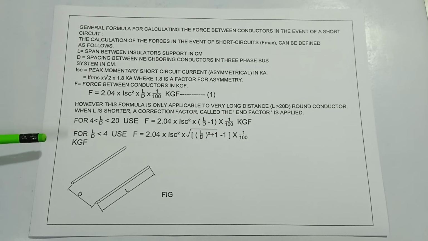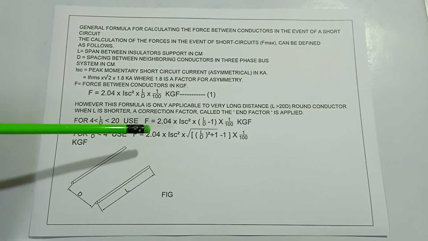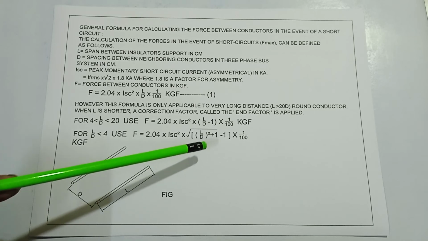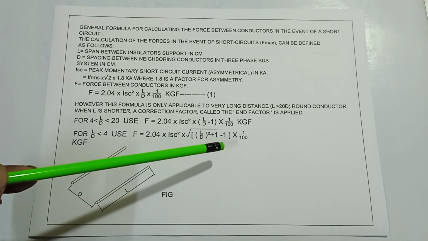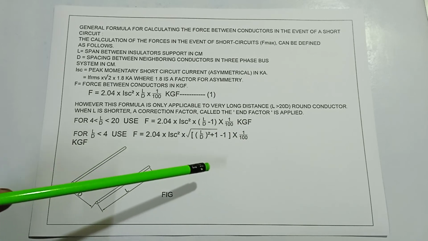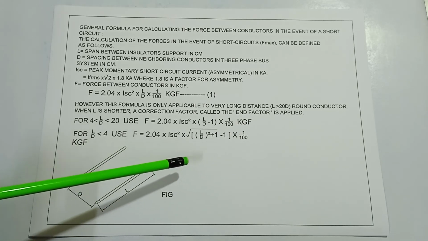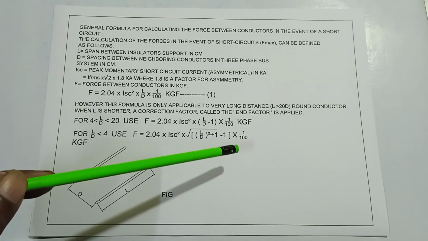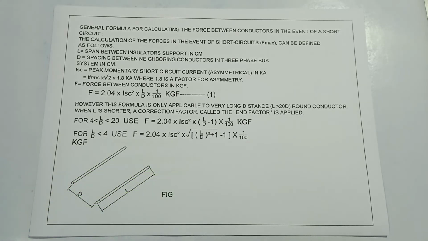For L by D less than 4, use F is equal to 2.04 into ISC square into root over L by D whole square plus 1, minus 1, within bracket, into 1 by 100. This is the general formula for calculating the force between the conductors in the event of a short circuit. Okay, next.